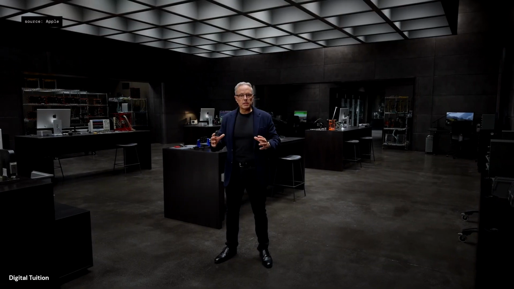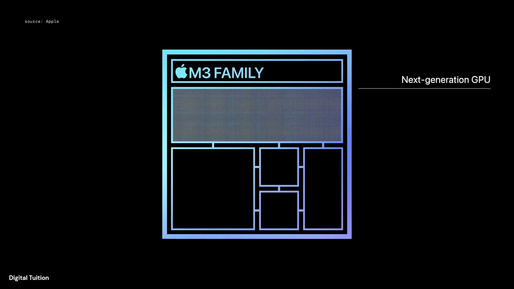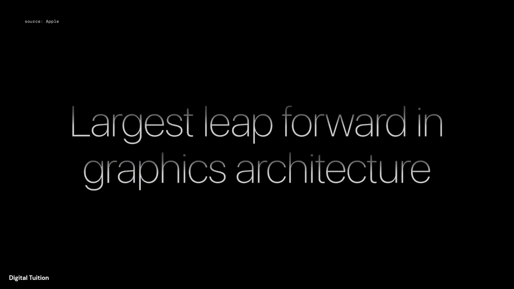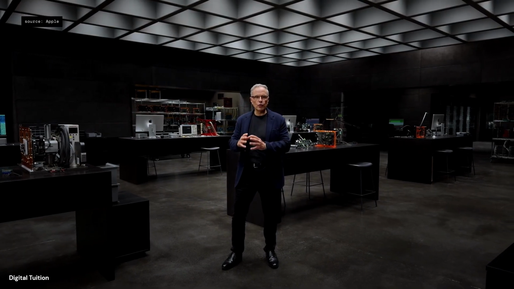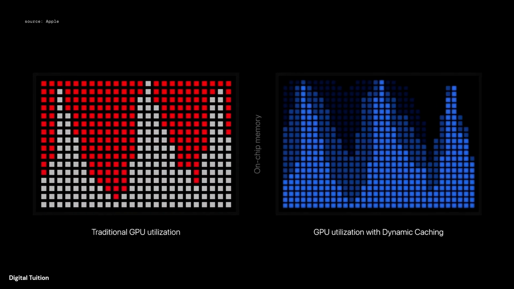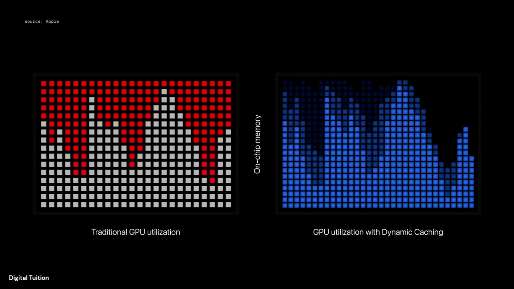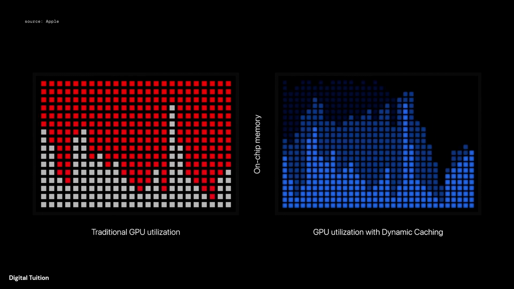The biggest advancement comes with the GPU. The M3 family of chips introduces a next-generation GPU that takes the largest leap forward in graphics architecture ever for Apple Silicon. It starts with a new microarchitecture that has a breakthrough feature we call dynamic caching. In our next-generation GPU, local memory gets dynamically allocated in hardware in real time. So only the exact amount of memory that is needed is used for each task.